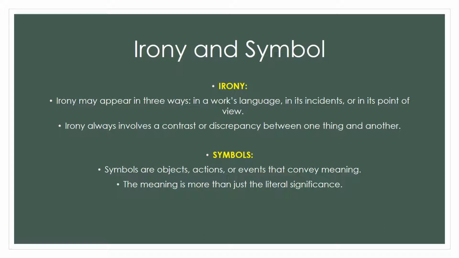So remember that irony always involves a contrast or a discrepancy between one thing and another. All right? Now, how does it appear? It appears in three ways. It can appear in the work's language, its incidents, or in its point of view. Okay?